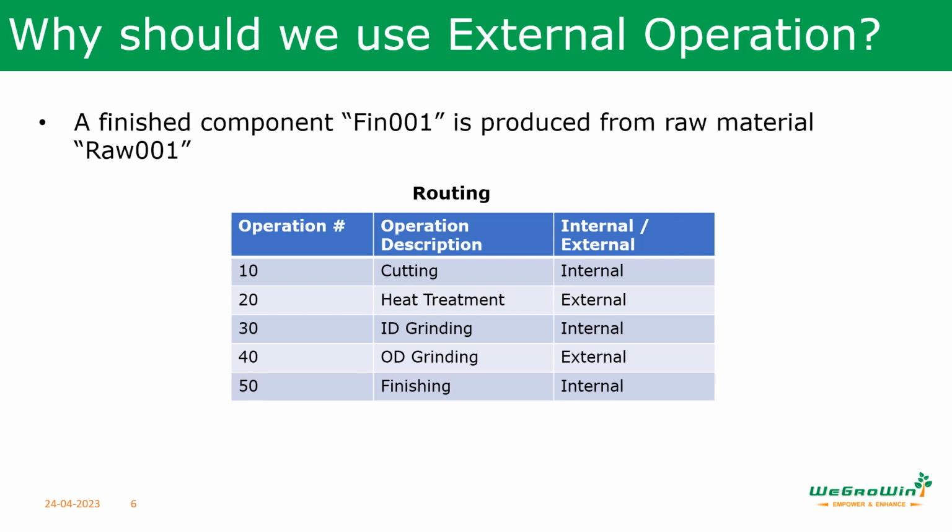In most plants, to handle external operation, the material's bill of material is broken down into sub-materials, and external operations are processed through the regular subcontracting process. Now let us discuss it with an example.